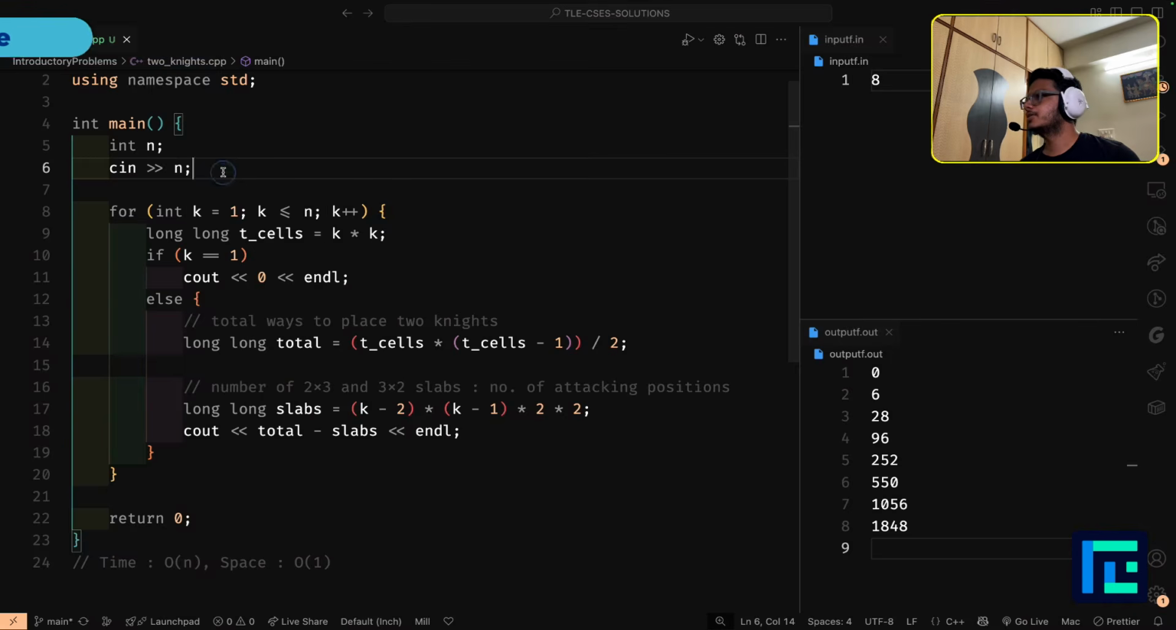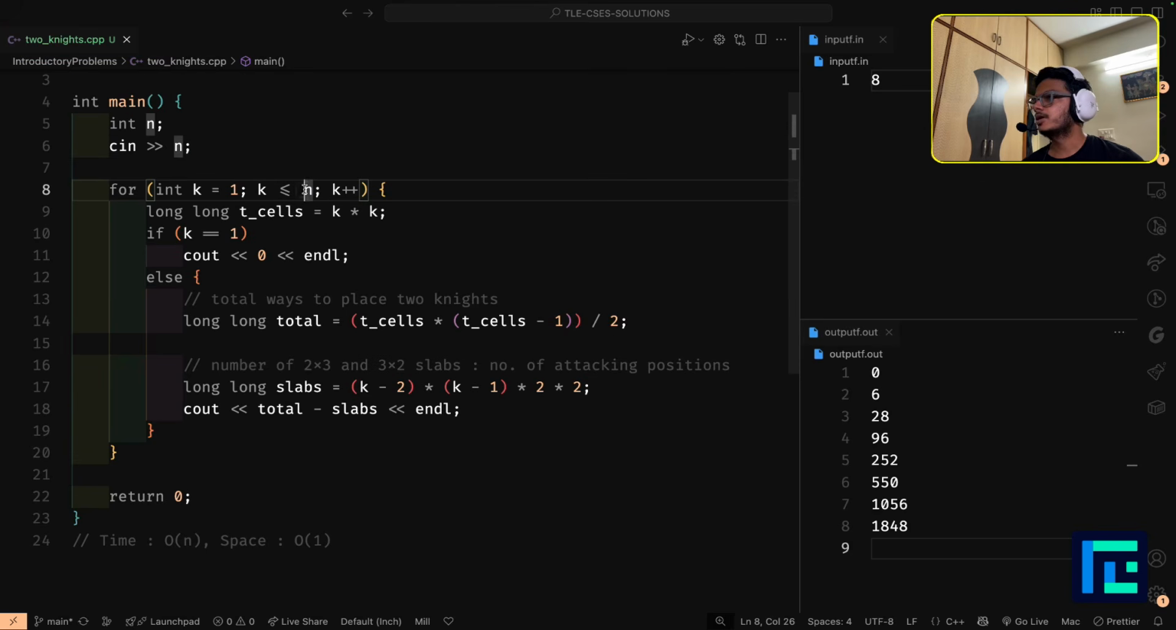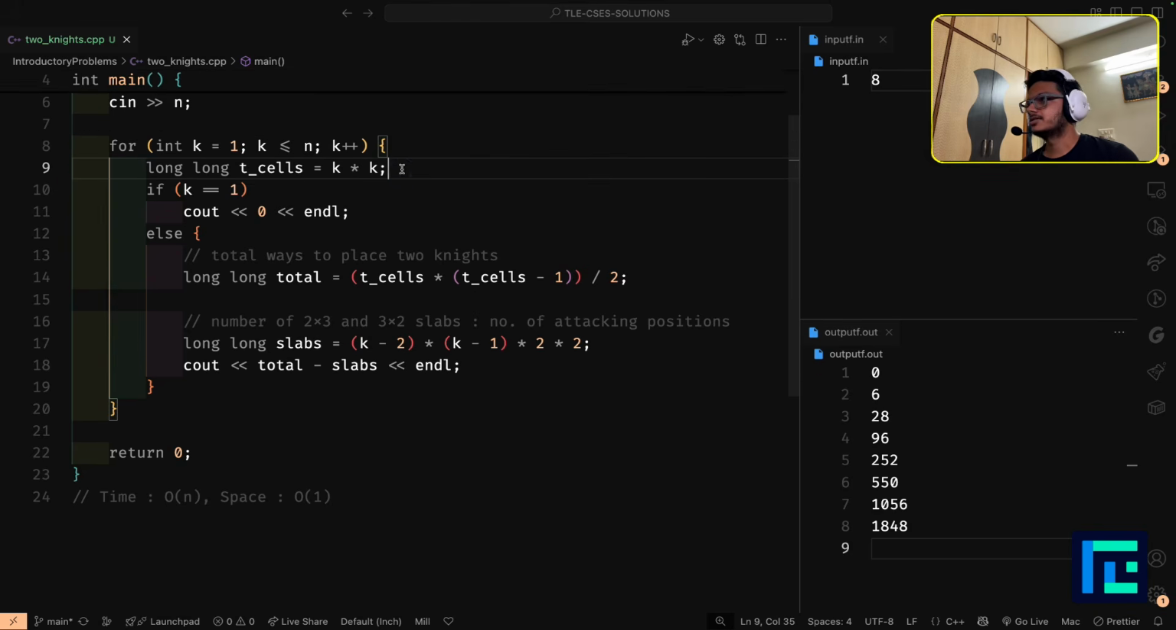Alright, so here's the code. First we take the integer input n. Why integer? Because n can go as high as 10 power 4, so we can store it in an integer. And then we go from k equals 1 till n, that is, consider the chessboards of size 1 cross 1, 2 cross 2, and so on till n cross n. Then find the total number of cells. Here I am taking the total number of cells as long. Why long? Because it will later be involved in multiplication and all, so it can cause overflow. That's why I'm converting to long.